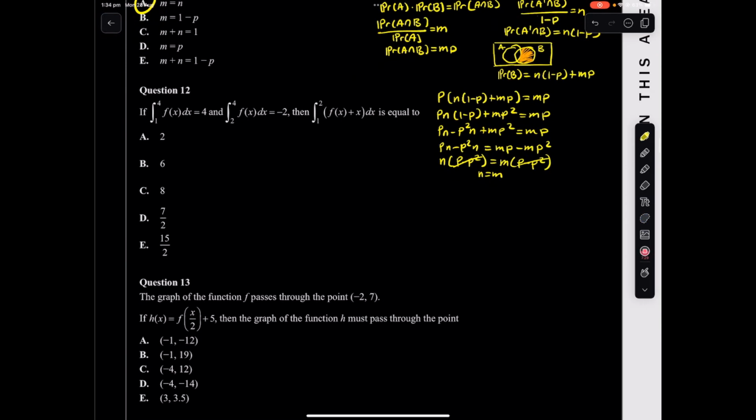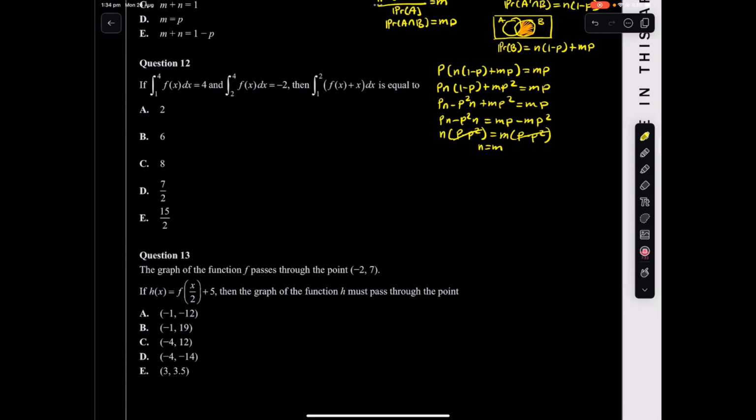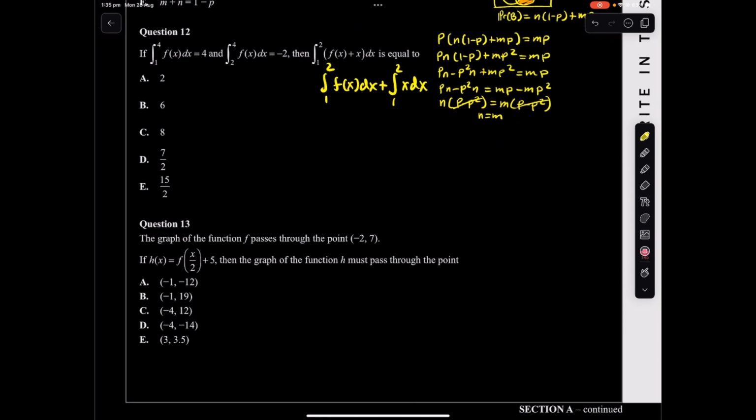12. If the integral from 1 to 4 of f of x is 4, and from 2 to 4 is this, then what's the integral from 1 to this? Okay, so I'm just going to simplify that. What we're trying to find is the integral from 1 to 2 of f of x dx plus the integral from 1 to 2 of x dx. Alright, so let's find this first.